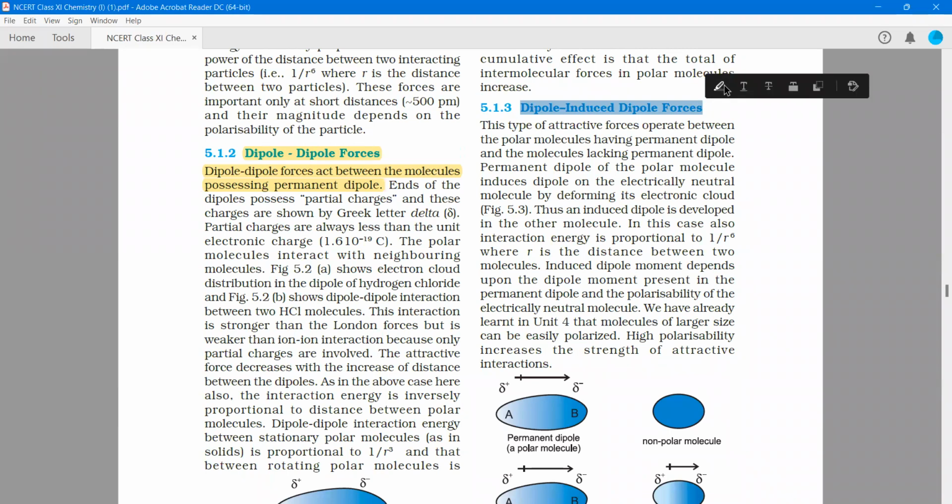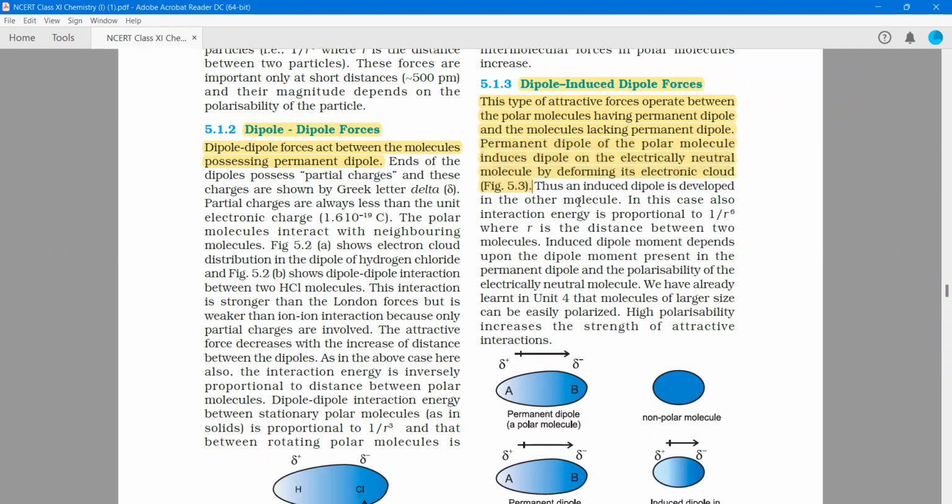So dipole-induced dipole forces, let us see what is written in the book. This type of attractive forces operate between the polar molecule having permanent dipole and the molecules lacking permanent dipole, that is a non-polar molecule. So the permanent dipole of the polar molecule induces a dipole on the electrically neutral molecule by deforming its electron cloud. I already told you. Thus, an induced dipole is developed on the other molecule. In this case also, the interaction energy is proportional to 1 upon r to the power of 6.